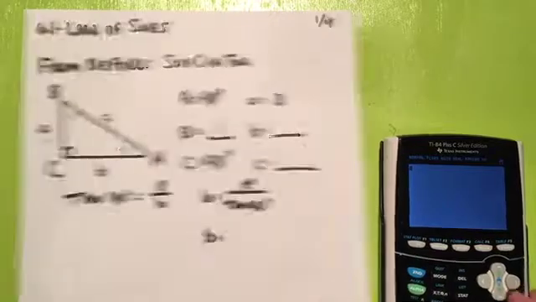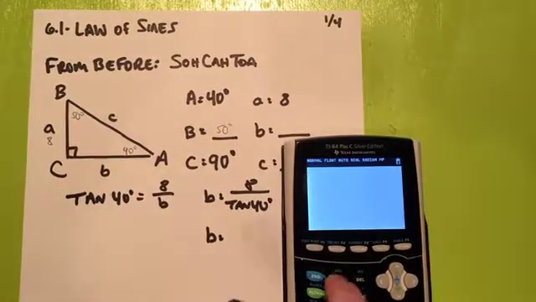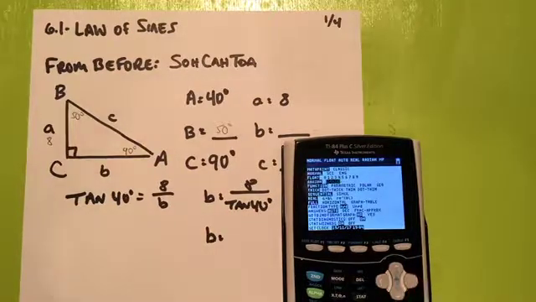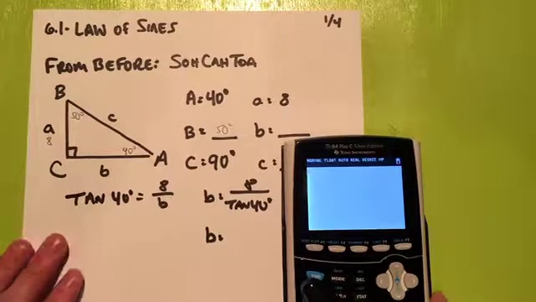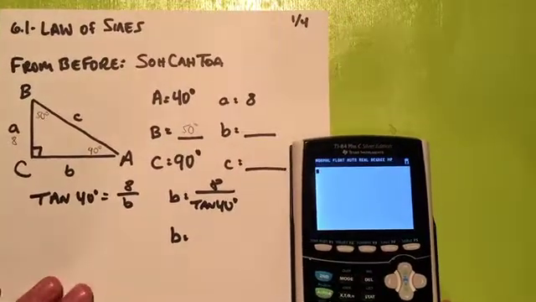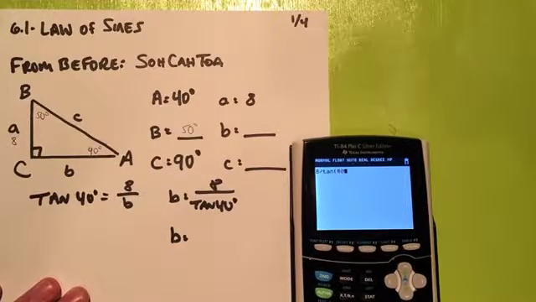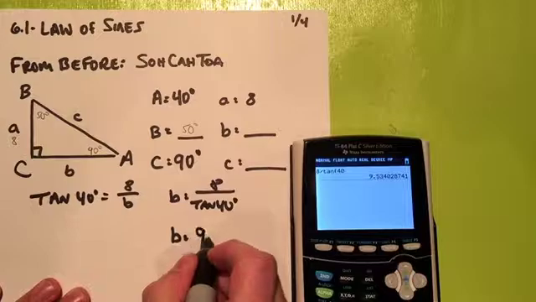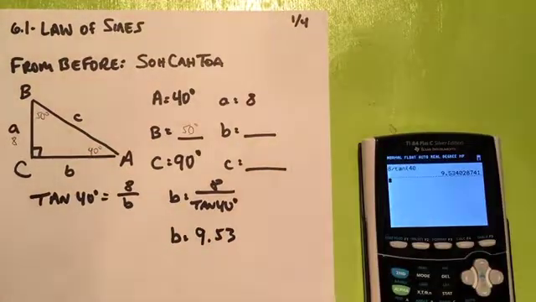We'll plug that into the calculator. Now here, I'm in radian mode. I'm in degrees here. Make certain that we go back and use the correct mode. Be careful with that. We're going to be working with our triangles once again. So triangles, typically we are in degree mode. Side B, we've got 8 divided by tangent of 40. Let's try that again. B is about 9.53. We've got one side.